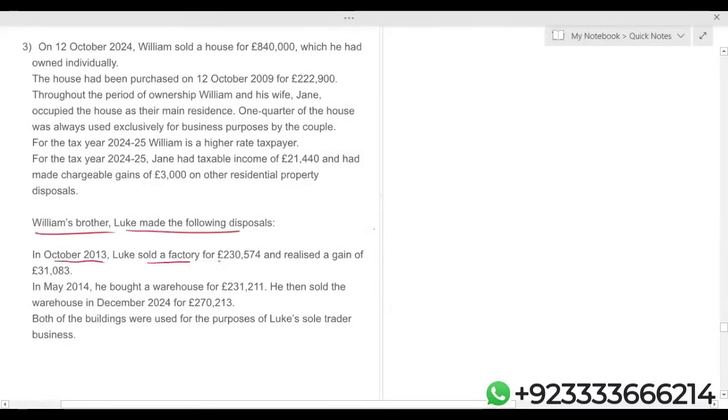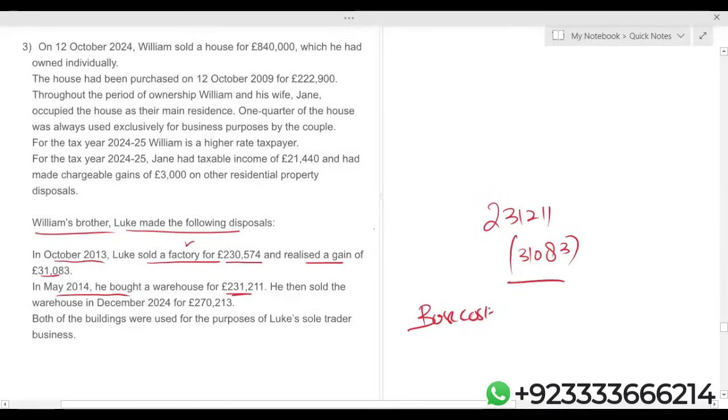October 13, Luke sold a factory for 230,570 and made a gain. After this, he bought a warehouse. So you can see that you are buying a qualifying asset within a qualifying period. It means you have claimed the rollover relief. So 231,211 minus the gain on the factory, 31,083. Here comes the base cost. 231,211 minus 31,083. I'm getting 2,128.